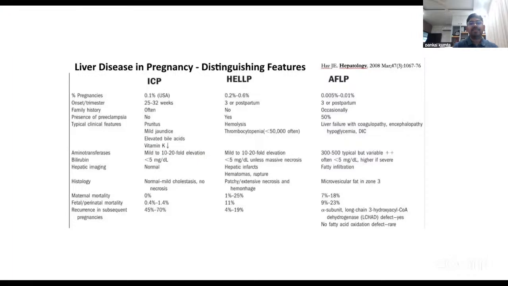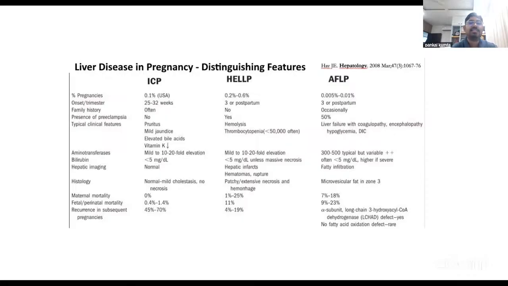So looking at the liver diseases, since we did cover a few of them, let us compare them: intrahepatic cholestasis of pregnancy, HELLP, and AFLP. Onset trimester for ICP usually tends to be the second trimester. In the first trimester, generally you will see hyperemesis gravidarum as your initial liver problem. HELLP is usually third trimester or postpartum. AFLP is the same. In ICP, you will generally see a family history coming into play, while it is not much seen in HELLP, it may be seen in AFLP. Presence of preeclampsia is not so much in ICP. In HELLP, definitely, it is a very correlated factor. AFLP may or may not have it.